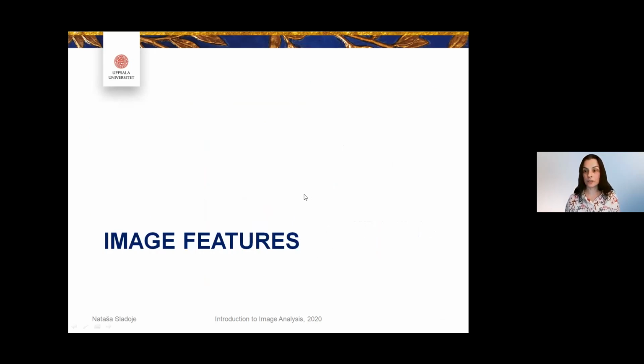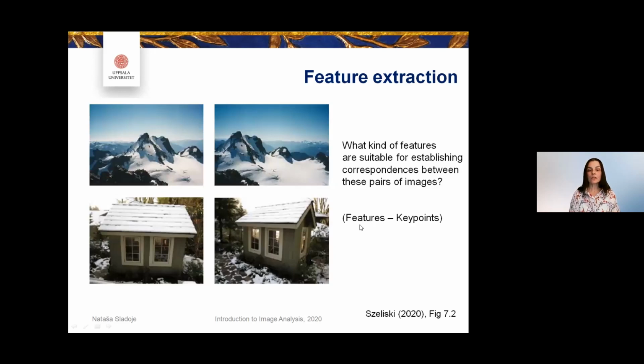Let us talk about image features. We would like to establish correspondence between a pair of images which show the same scene, but are taken from different viewpoints. We talked about this task when talking about image registration, and then we wanted to use characteristic features, characteristic points in the two images that we can identify, localize, and match. And then based on that, estimate the transformation that would align one image with another.